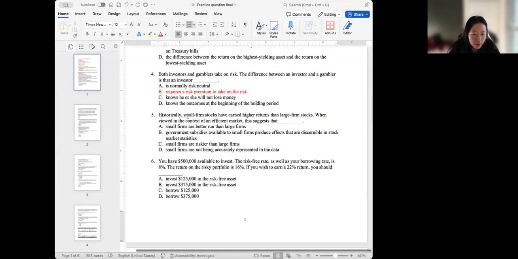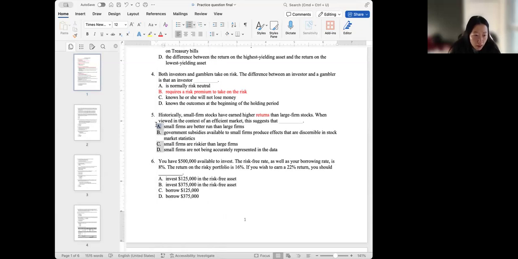So moving on, historically, small firm stocks have earned higher return than large firm stocks. When viewed in the context of an efficient market, this suggests that when you see one asset's return is higher than another one, then we should be aware that the risk associated with that asset could also be higher. So let's see the options that are available to us. Small firms are better run than large firms.